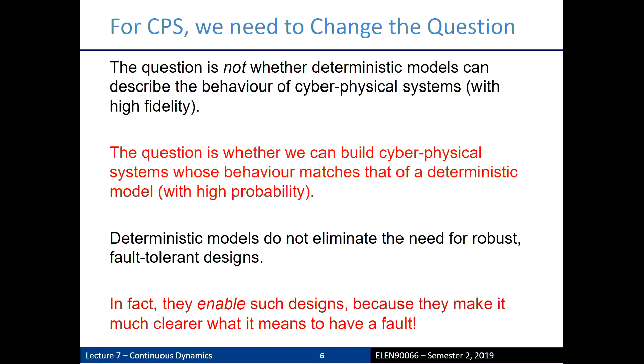Okay? So I want you to be thinking, as we move over the next few weeks and look at state machines and hybrid systems, this is the problem. We've got to change the question. Can we build cyber-physical systems, embedded systems that interact with the computer in the real world, whose behaviour matches that of a deterministic model? Because if we can, we're perfect, because we know there's a direct mapping between the two.